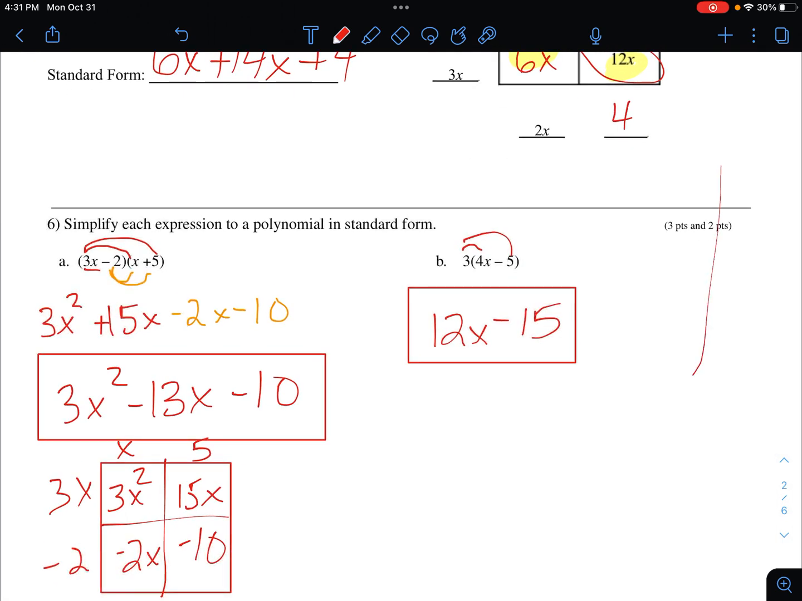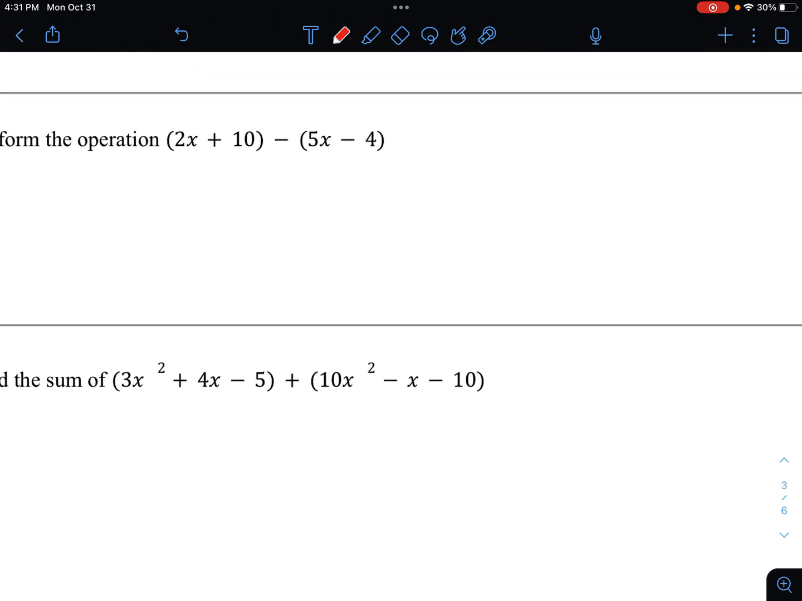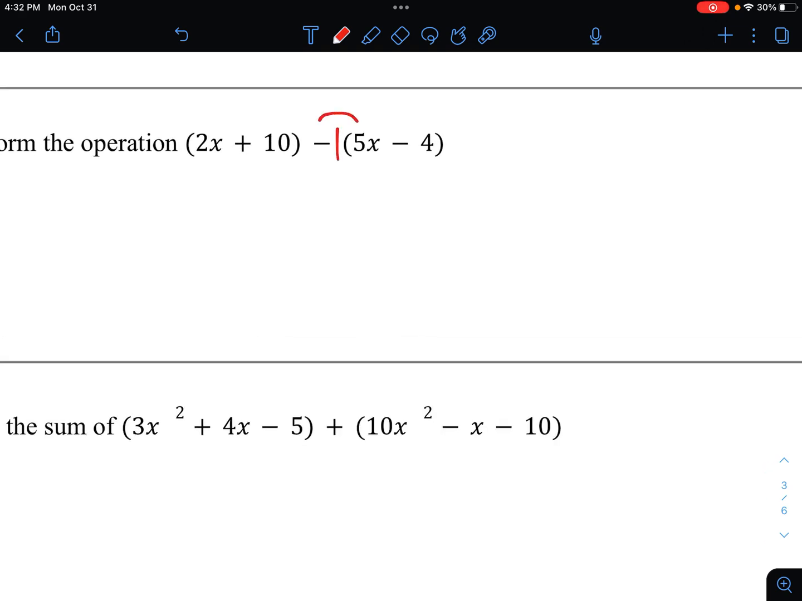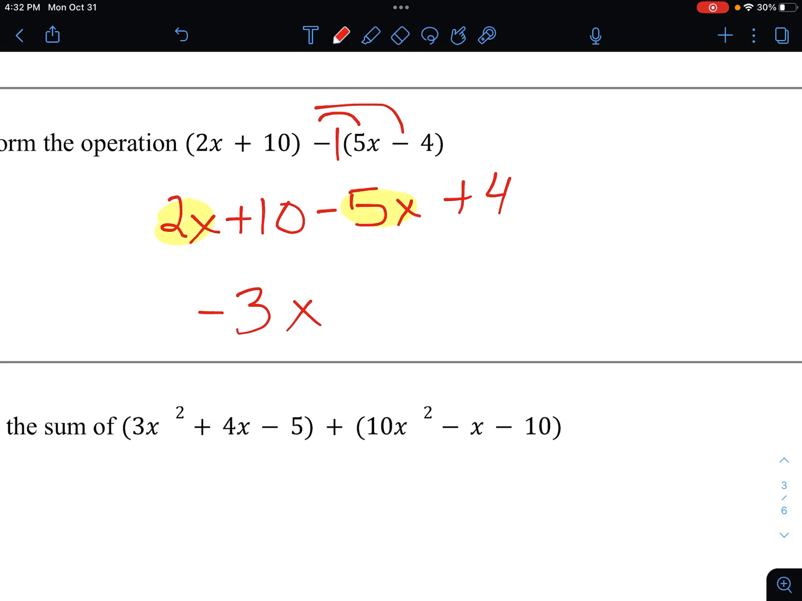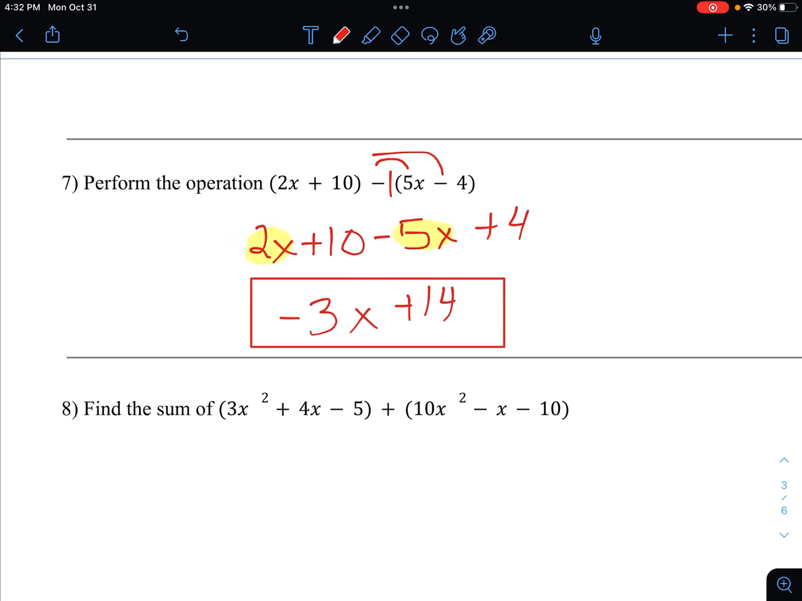All right, continuing on. Now we're doing addition and subtraction. All right, subtraction is pretty straightforward. This is where we need to remember to put our 1 out here and make sure we distribute that 1 to both terms. So I have 2x plus 10 minus 5x plus 4. Then we go through and combine like terms, right? So 2x minus 5x gives us negative 3x. 10 plus 4 gives me 14. There's your answer there.